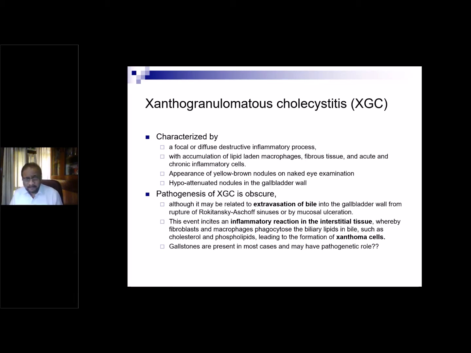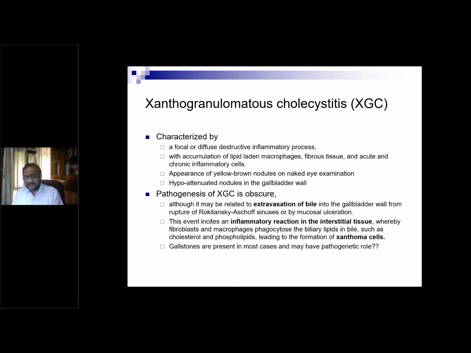So why is it happening? The reason why it happens is probably an extravasation of bile into the gallbladder wall, from where rupture of Rokitansky-Aschoff sinuses or by mucous ulceration. So the starting point here is again a mucous ulceration or a rupture through these sinuses that we know of. And what happens? The bile is now leaking into the wall and from the wall to the pericholecystic area.